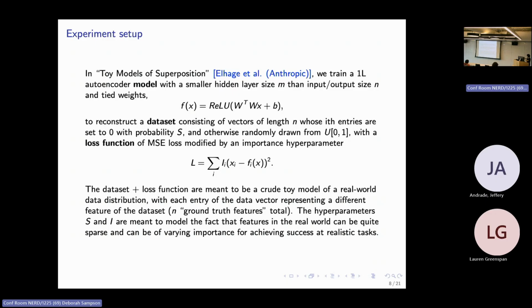And this data set and loss function are meant to be a very crude model of a real world data distribution, with each entry of the data vector meant to represent a different feature of the data set. So there are n ground truth features in total. And these hyperparameters S and I are meant to model the fact that features in the real world can be quite sparse and be of quite different importance for achieving success at realistic tasks. Now, of course, this is a tremendously crude model, leaving out lots of things about real-world data we've been discussing, like correlations between features and hierarchy and so on. But this was the original motivation.